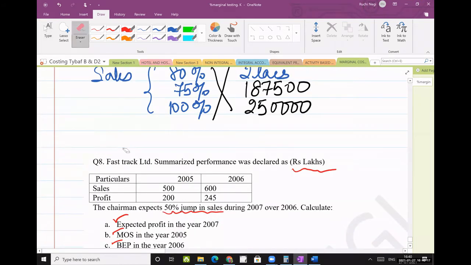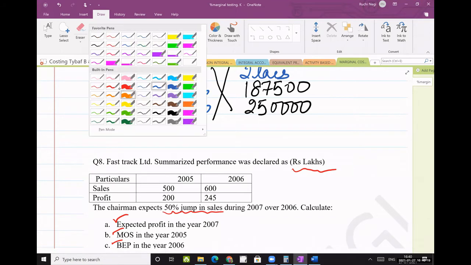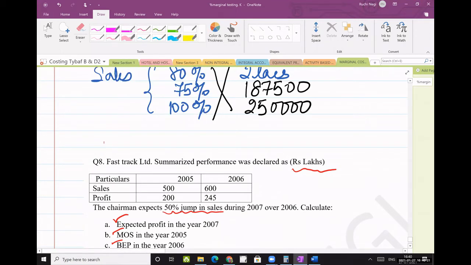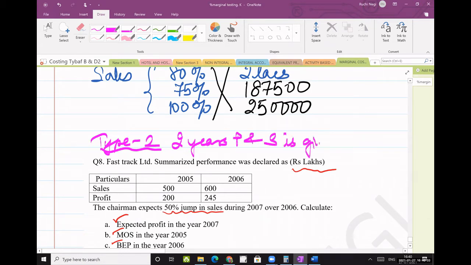I hope you'll remember the type 1 and type 2 and type 3. So this is type 2, but with a little variation, where 2 years profits and sales is given. Okay, but with a little variation, obviously.